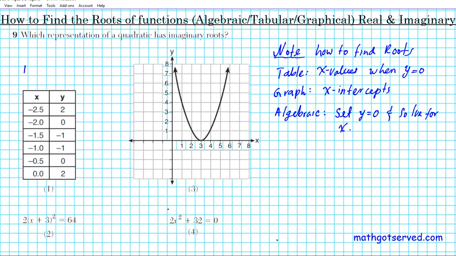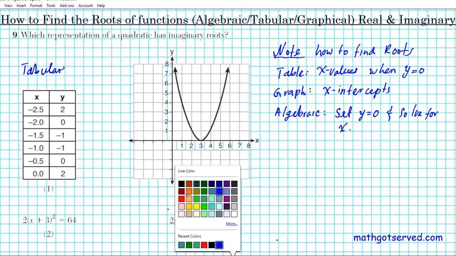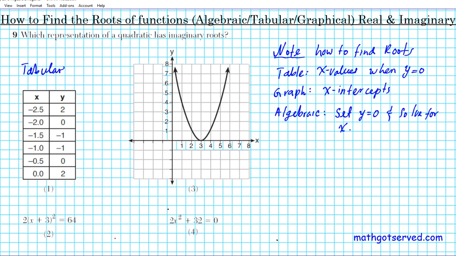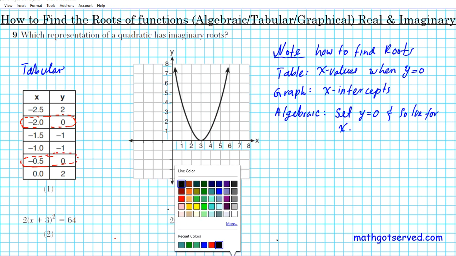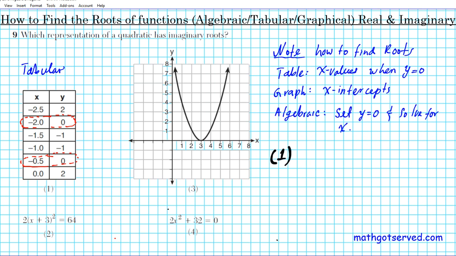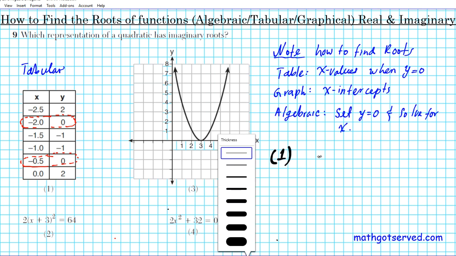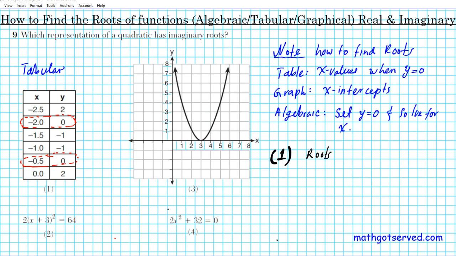Option 1 is a tabular representation. So for option 1, the roots are the x values when y is 0. Okay, so y is 0 here, bam, bam, bam, bam, bam, and then y is 0 here also. So for option 1, your roots are negative 0.5 and negative 2.